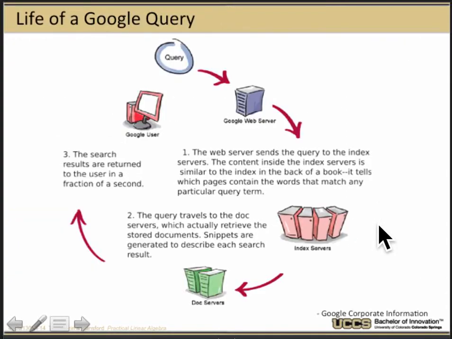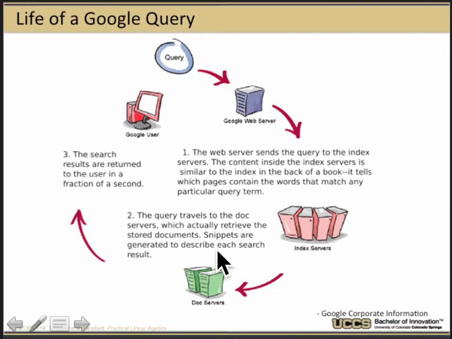So if we think about what a Google search does, you have a query, it goes to a Google web server. The web server sends that to an index server that has the contents to quickly look through the material that's in it, and comes up with things that match it. The index servers, once they find the top documents, send them over to the document server that actually retrieves the stored documents. Snippets are generated to describe the search results. So every time you search in Google, you see a little bit of text around your search query. And then that's returned to the users, and all this has happened in a fraction of a second.